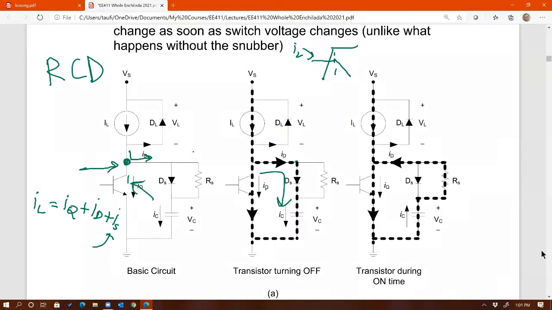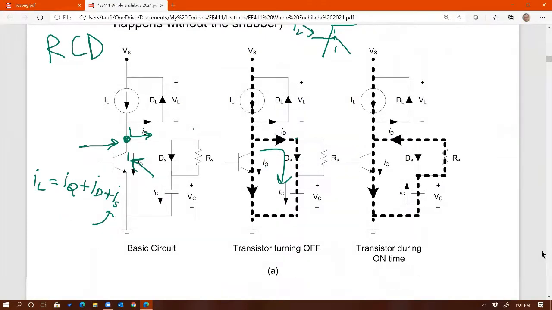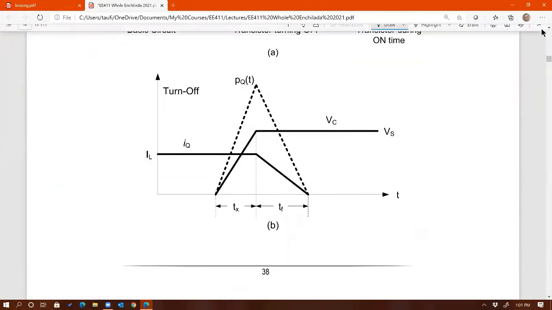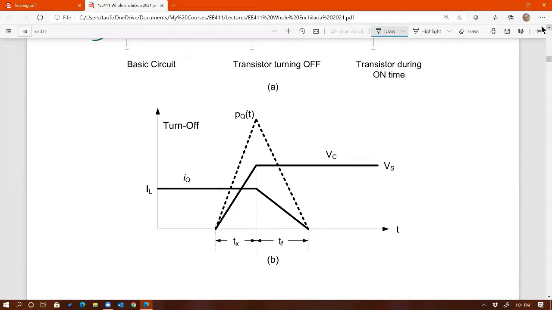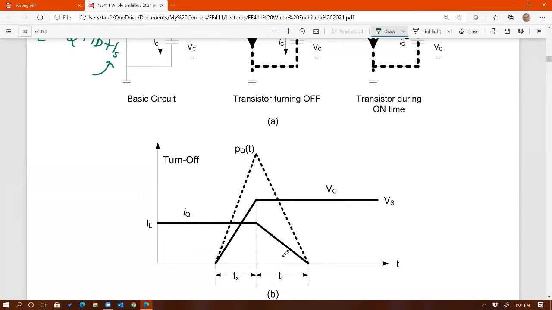Any other questions? Okay, if not, let's look at the effect of this snubber. So this is before snubber. That's what happens before snubber. Current right there stays flat while voltage goes up, and then current starts to come down when voltage is done, right? Voltage reaches Vs, and you can see the overlap.